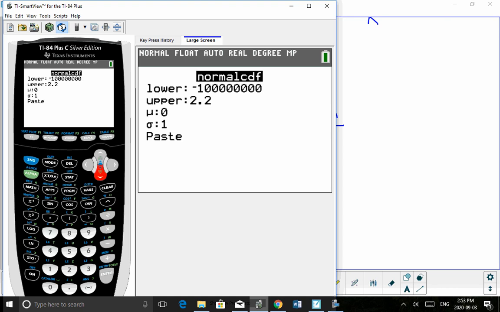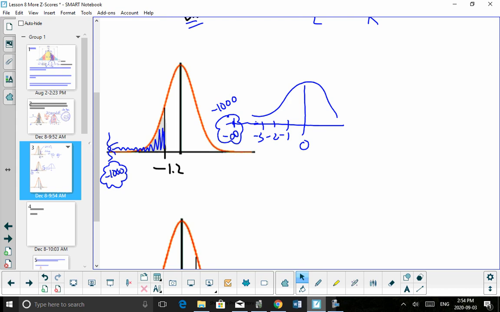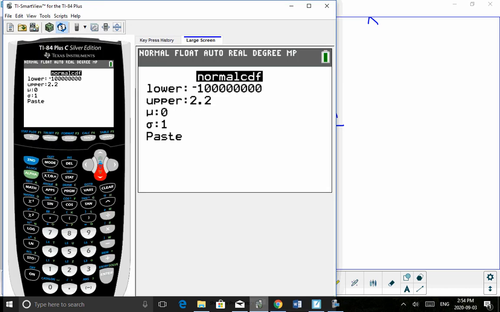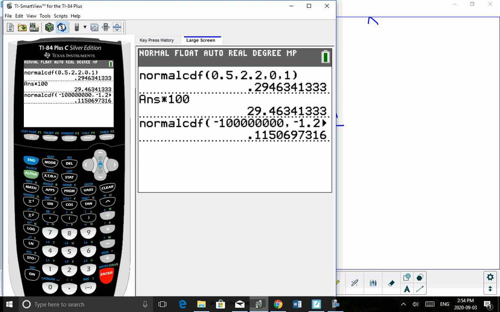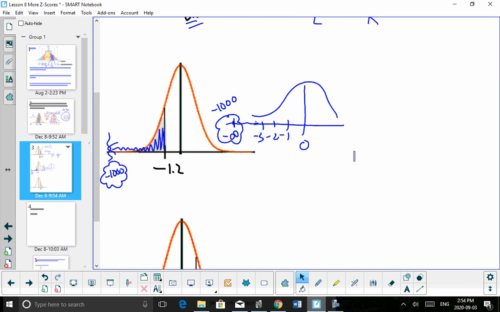And then the upper number, oh shoot, I don't remember. It was negative 1.2. So negative 1.2. Go down to paste and hit enter. And so 0.115, so if I times that by 100, I get 11.5%.